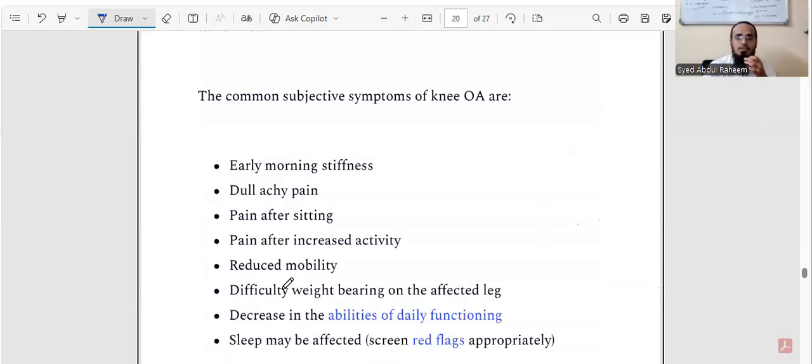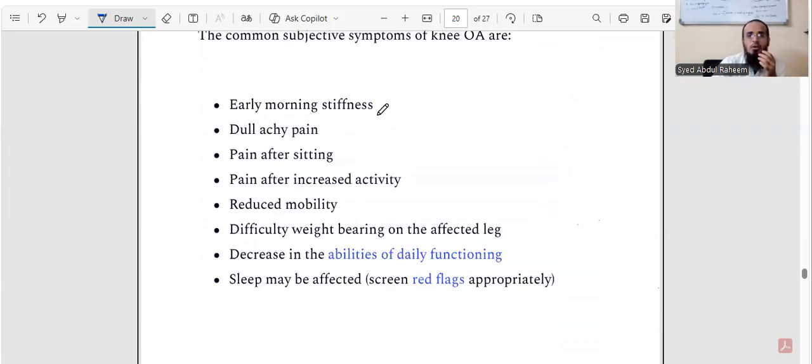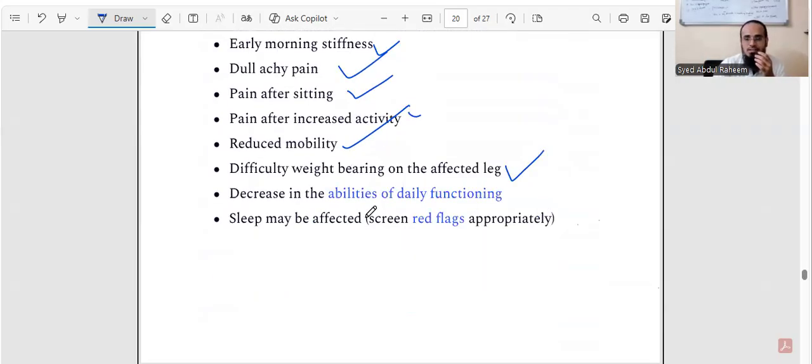Now the examination part is very important. When a patient comes to your clinic, you have to examine all those things. Okay, morning stiffness, you have to ask. Pain while sitting, pain increased after work, reduced mobility, weight. If the person is obese, he will get the pain. Definitely, the pain increases.